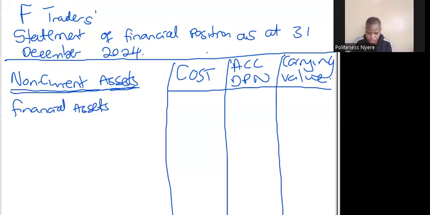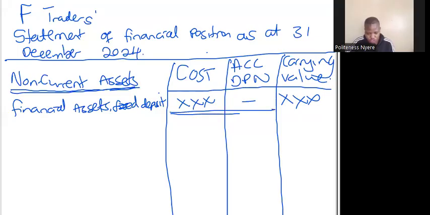So financial assets, you can have financial assets like, for example, maybe a fixed deposit. So just say fixed deposit. So you put your figure here, and then the cost, accumulated depreciation and carrying value normally doesn't apply to financial assets. So we just write it as it is. There's no need to worry about the cost, depreciation, and the carrying value.